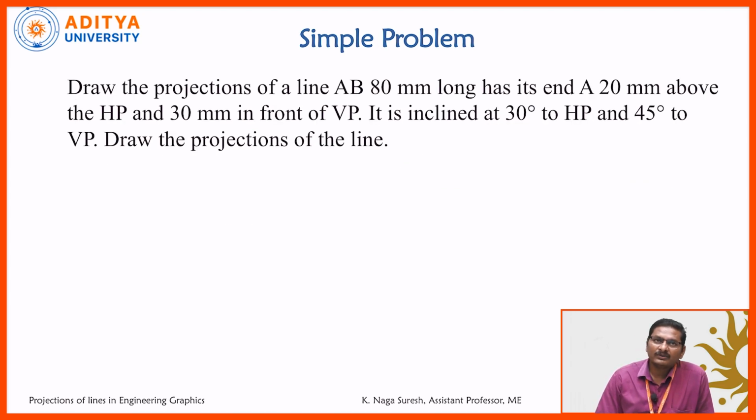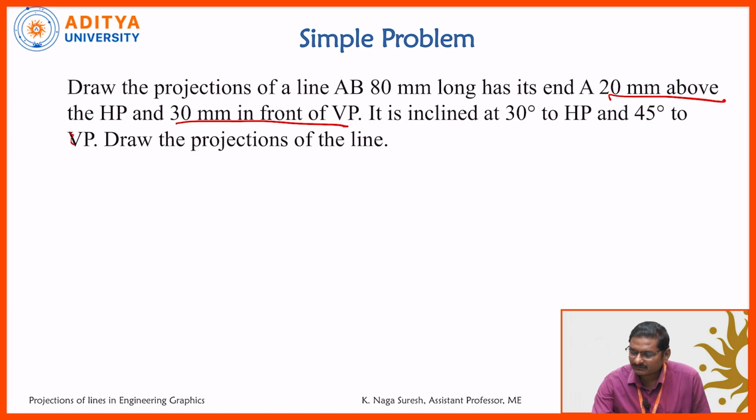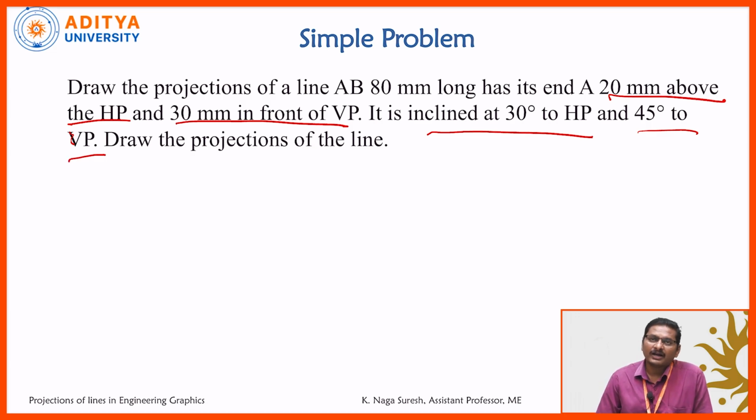This is the simple problem. Draw the projections of a line AB 80 mm long, with its end A 20 mm above the HP and 30 mm in front of the VP. It is inclined at 30 degrees to the HP and 45 degrees to the VP. Draw its projections. So, they are given directly. This is the true length. The true length is 80 mm. Its end A is 20 mm above HP and 30 mm in front of VP.